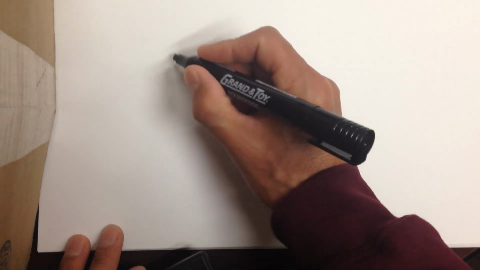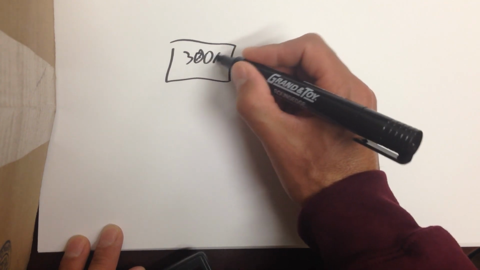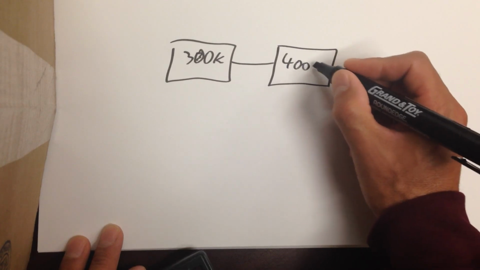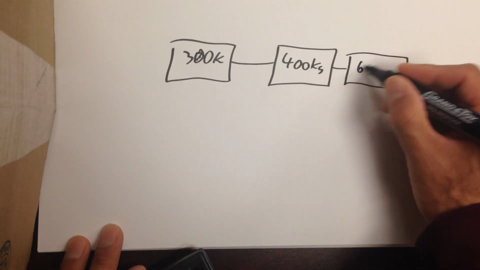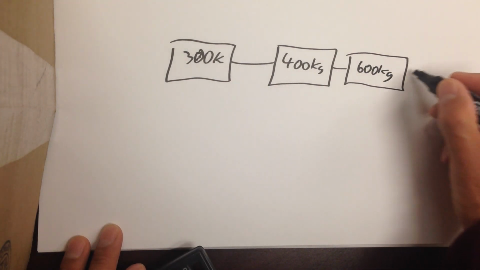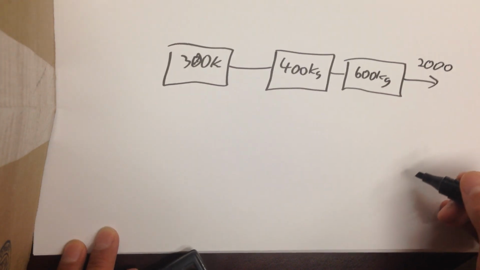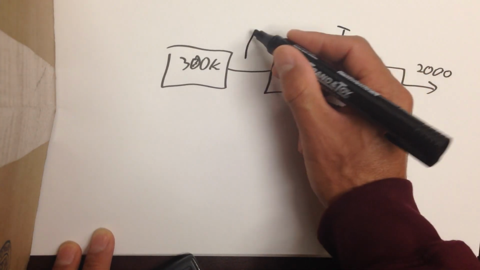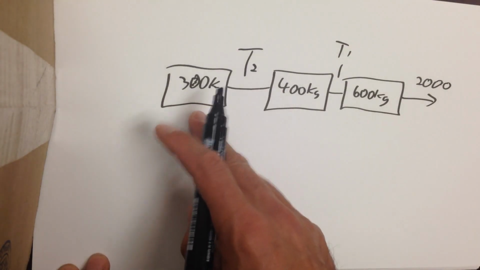So if I redraw my original diagram just as simple blocks, this is 300 kilograms, 400 kilograms, and 600 kilograms. This has 2,000 newtons pulling. And we don't know this tension. I'm going to call that T1, and I'm going to call this T2. And I'm going to start at the back here.